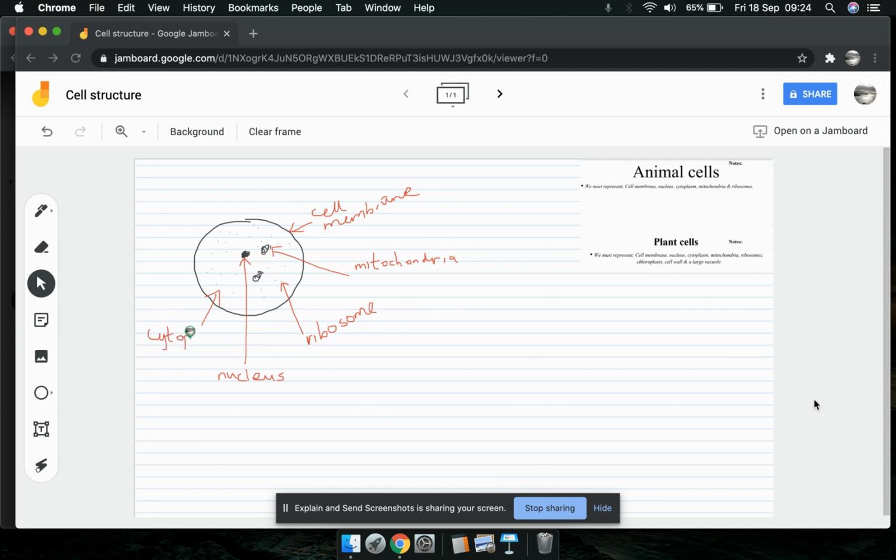Cytoplasm is more than 90% water, and it contains many dissolved substances. The kind of dissolved substances that you'd expect to find inside here would be things like salt. You'd expect to find glucose. You'd expect to find oxygen, carbon dioxide.